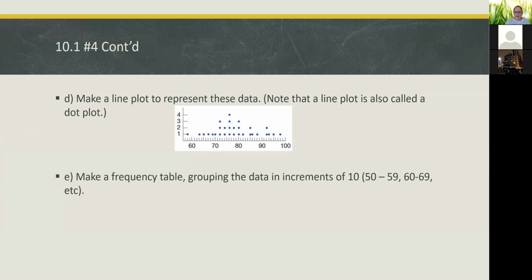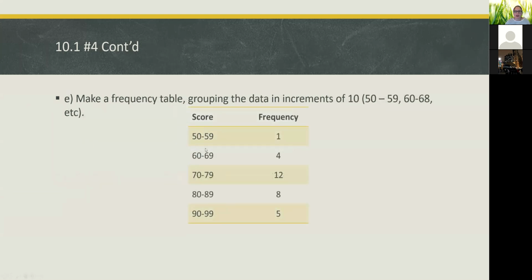Next, we're going to make a frequency table where we group the data in increments of 10. So we could go from 50 to 59, from 60 to 69, and so on. There's only 1 score in the 50s. There are 4 scores in the 60s, 12 scores in the 70s, 8 scores in the 80s, and 5 scores in the 90s. Next, it says from the information in the frequency table, make a histogram.